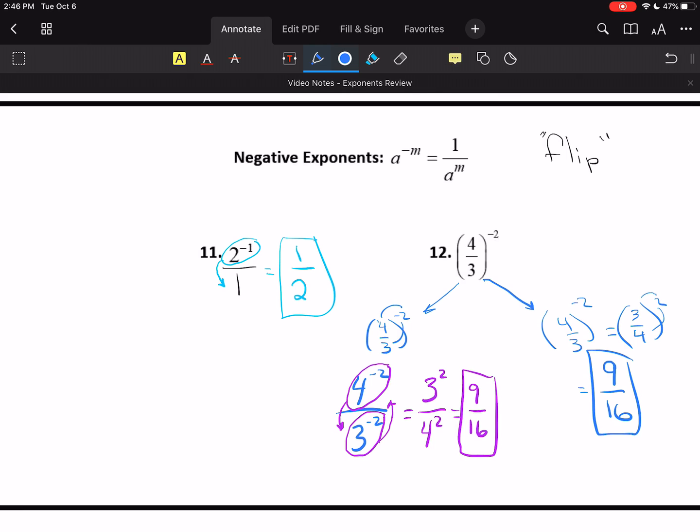I'm going to stick with the first way, distributing it, because when we get into more complicated problems, sometimes when we distribute the negative, it takes care of other negative exponents. We don't have to flip as much stuff.